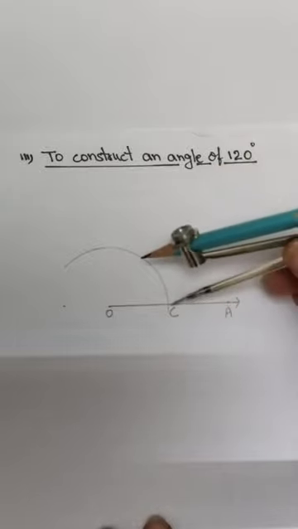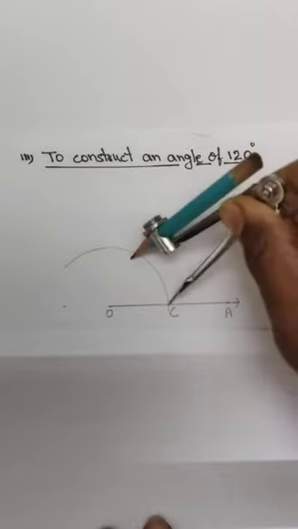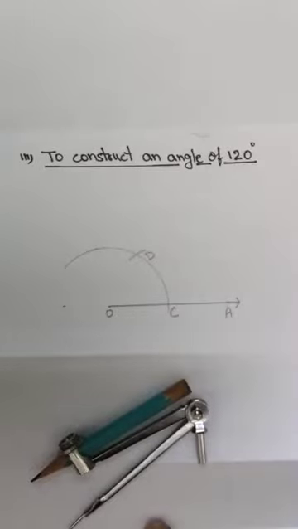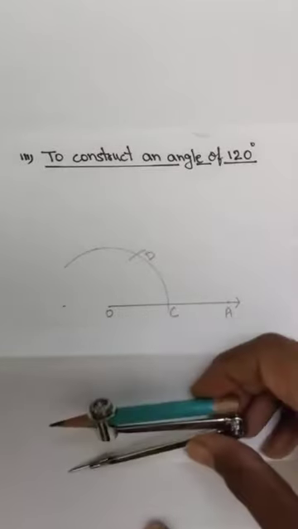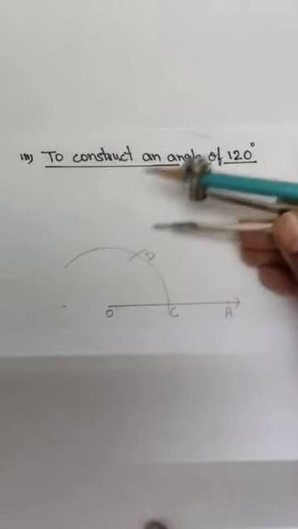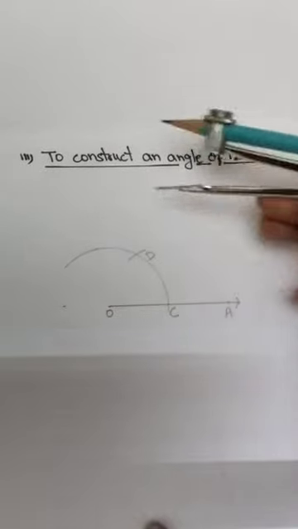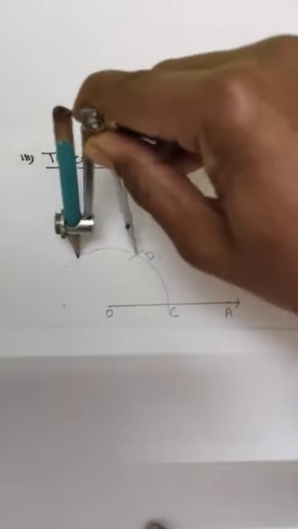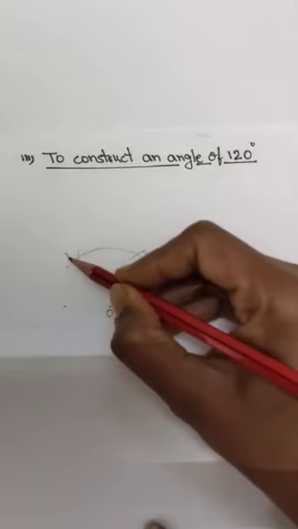Draw an arc to cut the previous arc at D. Give this point the name D. Now again one more time, because this is of 60 degree. When we join OD, it will make the 60 degree. Now from D, draw one more arc with the same radius. Give this name E.